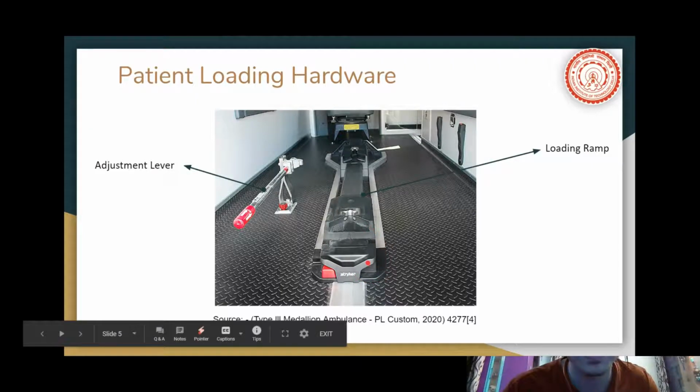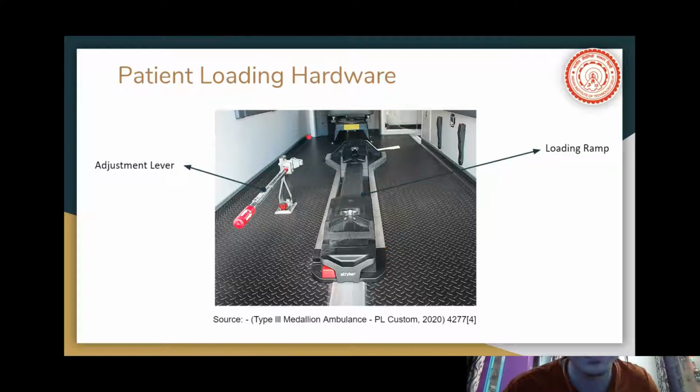This is a Stryker loading ramp. What this does is provide easy loading of the patient so that the EMS, the emergency medical services personnel, don't have to strain themselves too much. So this is an adjustment lever to adjust the height of the stretcher so that the patient is easily accessible to the people providing them medical help.